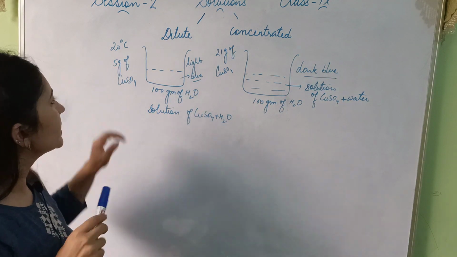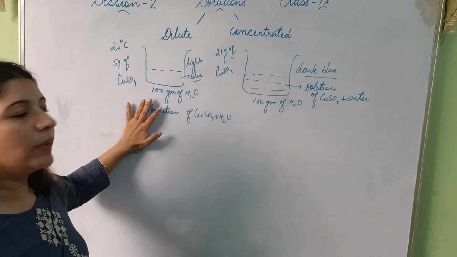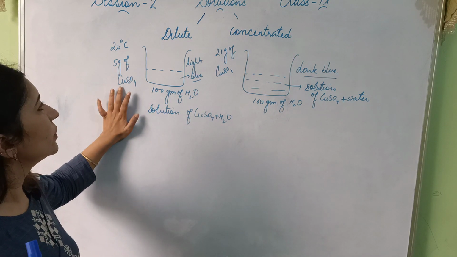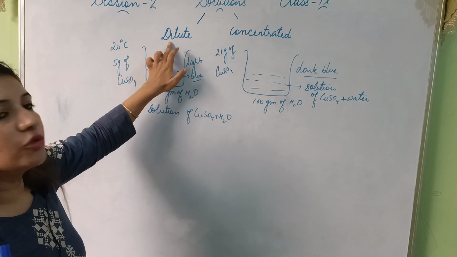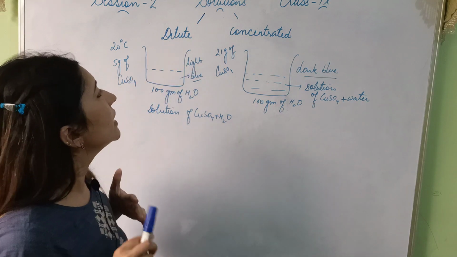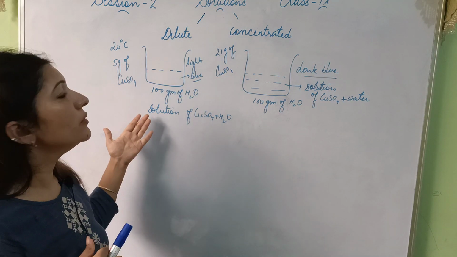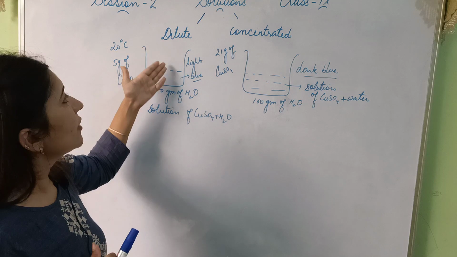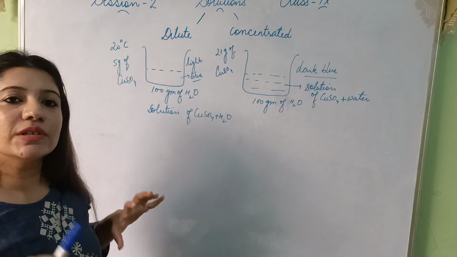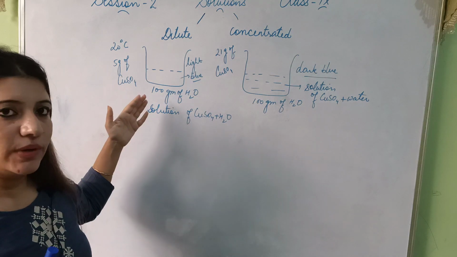Now what are these solutions? Why is it variable? Since I have varied the amount of solute in the same amount of solvent. Such solutions are known as dilute solution, where the amount of solute is quite less as compared to solvent. जिसमें amount of solute कम होता है as compared to the solvent, that is known as dilute.